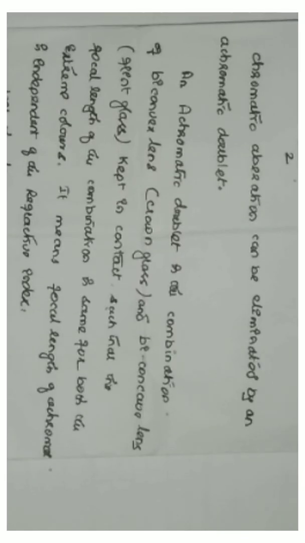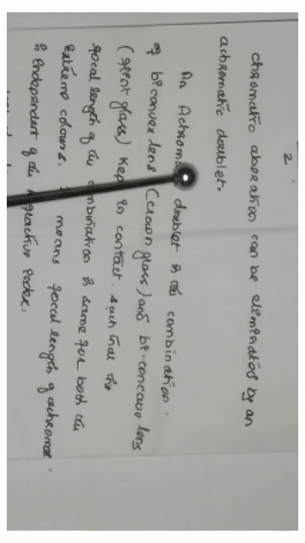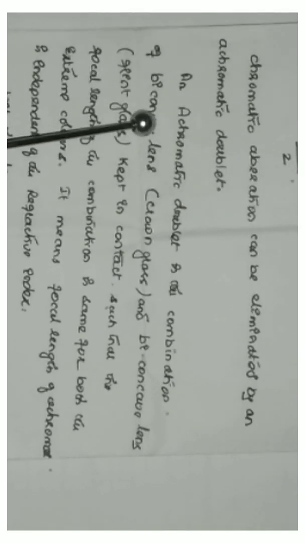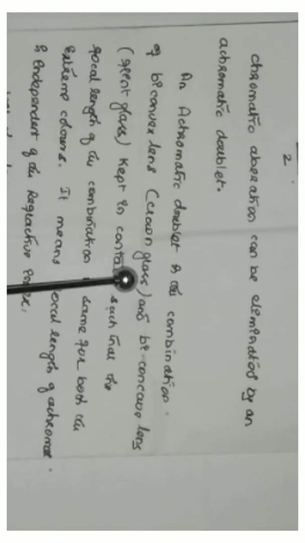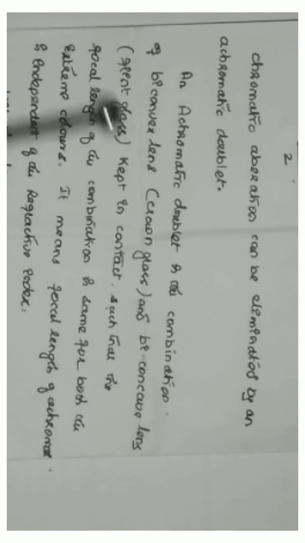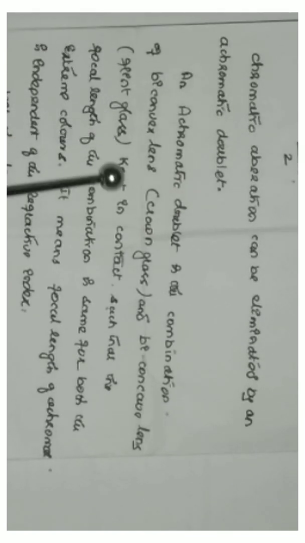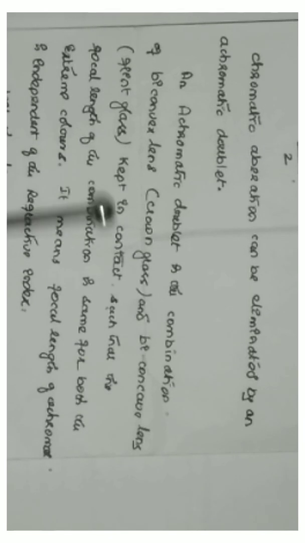The chromatic aberration can be eliminated by using an achromatic doublet. Then what is this achromatic doublet? An achromatic doublet is the combination of a biconvex lens made of crown glass and a biconcave lens made of flint glass, which are kept in contact such that the focal length of the combination is the same for both the extreme colors. It means that the focal length of achromatism is independent of refractive index.